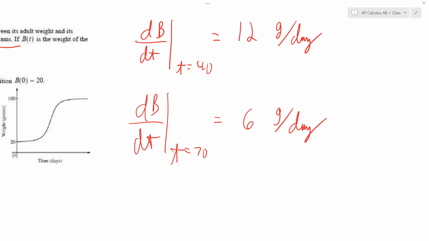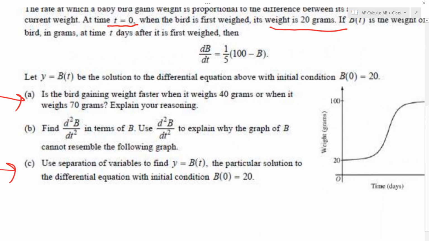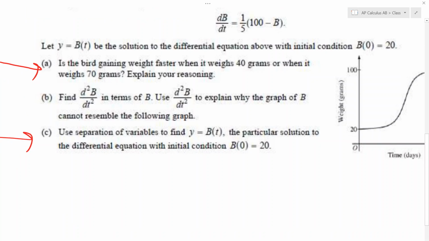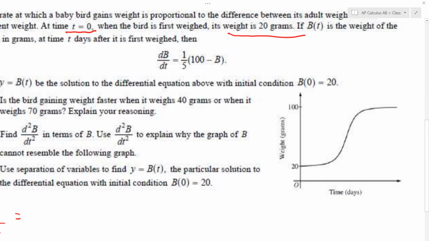This is all about, do you understand what they're giving you? Do you understand the vocabulary basically here? Part B says find d squared B over dt squared. That's the second derivative of B with respect to t twice. So if we had B, we'd have to differentiate it once and then again. But we already know dB/dt, so we just differentiate that one time. Something you can do here, guys, just to make this a little simpler for us, is distribute that 1/5.